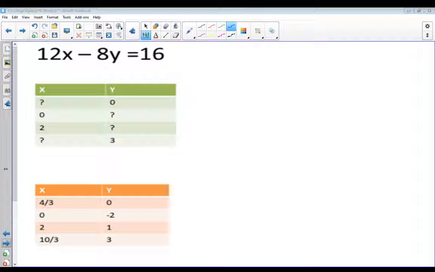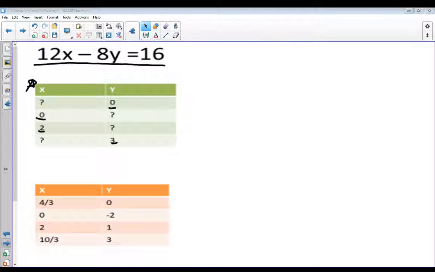Now let's say you're given an equation, 12x minus 8y equals 16. And let's say you're given a chart where it gives you some y values and some x values, but the other spots in the chart are left blank. What you have to do is fill in the blanks. For example, in the first part, what if y is 0? What would x be?